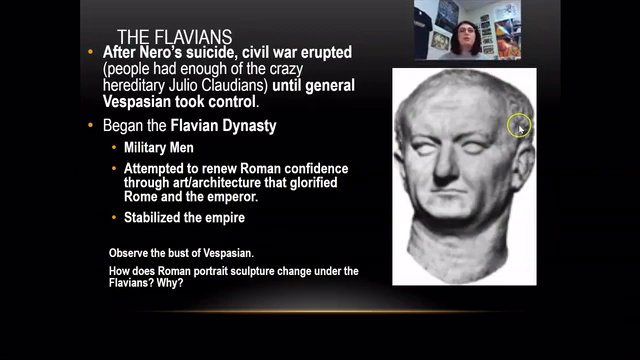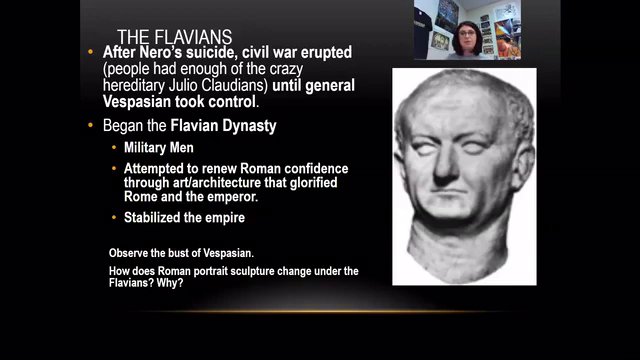So after the Julio Claudians, so the Julio Claudians are the descendants of Julius Caesar. Okay, so you've got Julius Caesar, Caesar Augustus, Tiberius, Caligula, Claudius, Nero. And eventually, after Nero committed suicide, there's no leadership in Rome anymore, and a civil war is going to break out because nobody wants any more of these descendants of Julius Caesar and Octavian to rule, because they're crazy.